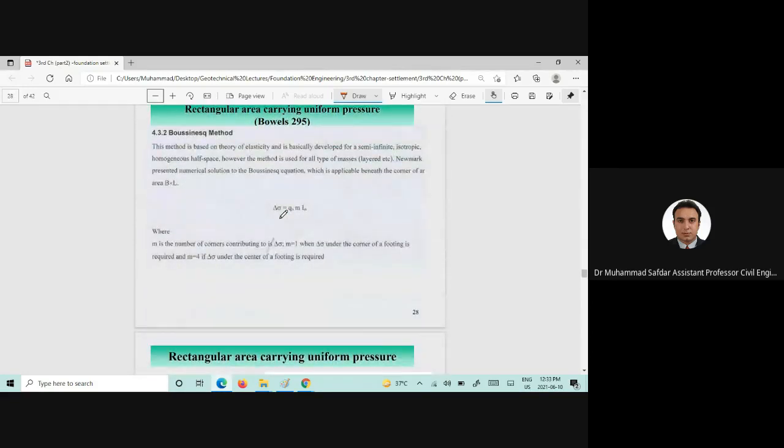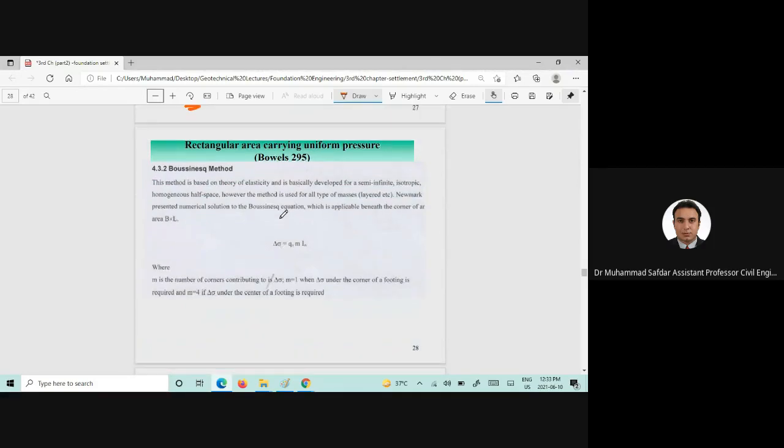Now, there are two methods to find out the delta sigma. One method is the Boussinesq method for the rectangular area. So delta sigma is the stress increase. Q naught is the contact pressure and M is the number of corners which are contributing to that delta sigma. For example, M would be 1 when delta sigma is under the corner of the footing. So M would be 1.